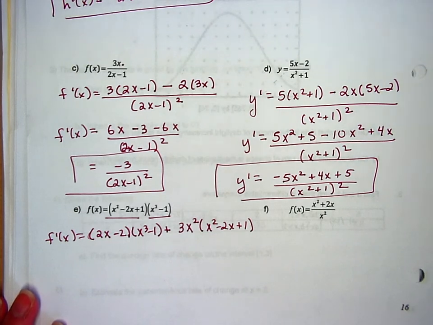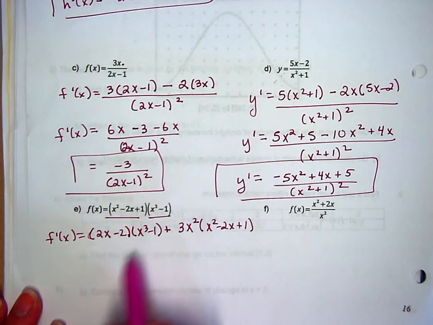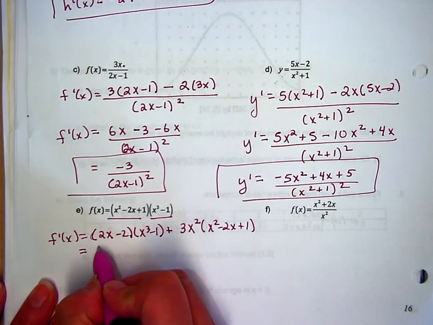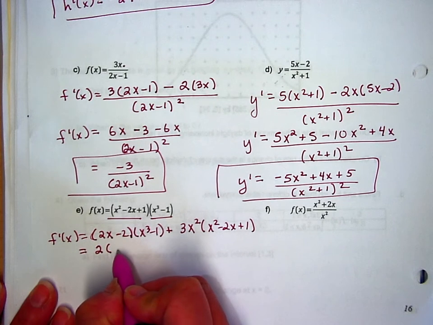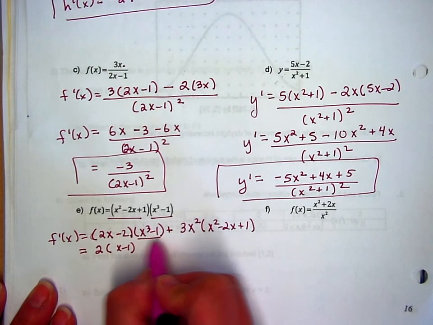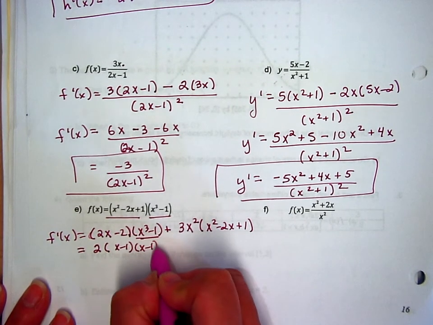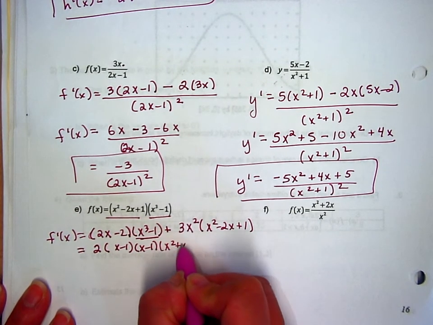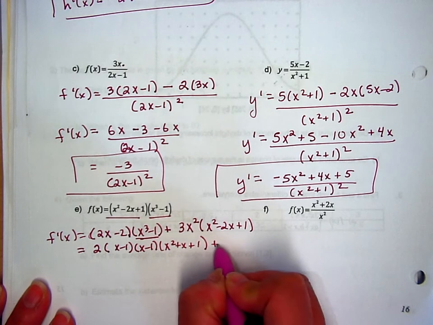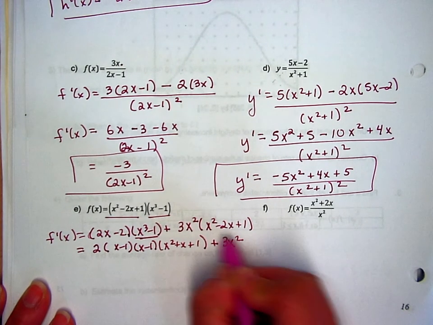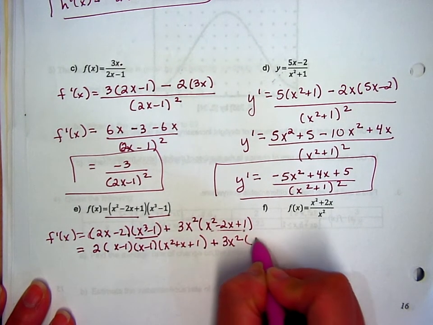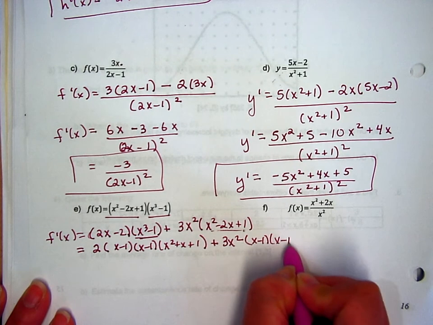Now, I do notice a couple things, I'm going to factor here first. So notice here I have a 2 I can factor out. I'm left with an x minus 1. Notice this is your difference of cubes. I'm going to factor that to x minus 1, x squared plus x plus 1, plus this is going to stay. Notice this piece here I can factor to x minus 1, x minus 1.